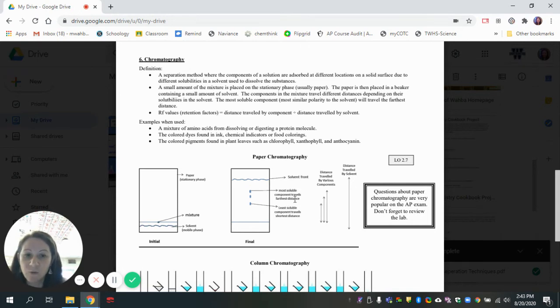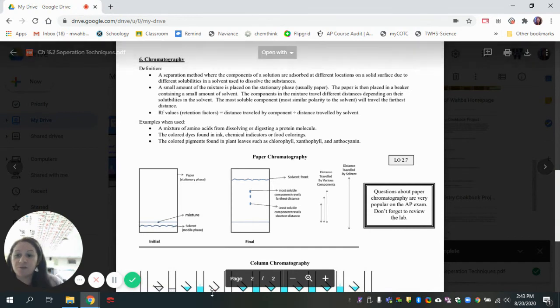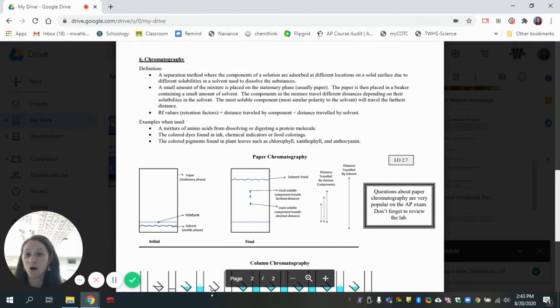And so again, what you can do is calculate this RF value, and as long as you have the same substance and the same solvent, even if it's on different chromatograms, even if you run at different times, you should get the same RF value for the same substance with the same solvent.